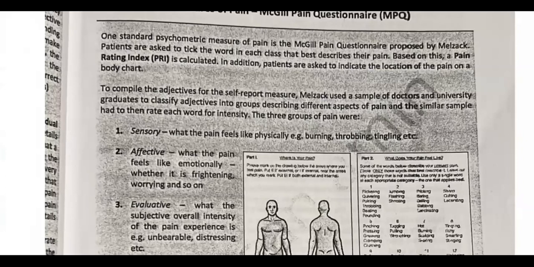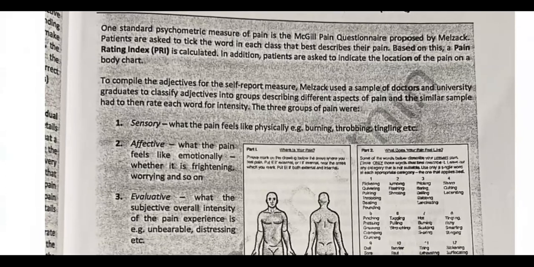One standard psychometric measure of pain is the McGill Pain Questionnaire proposed by Melzack. Patients are asked to tick the word in each class that best describes their pain. Based on this, a pain rating index is calculated. In addition, patients are asked to indicate the location of the pain on a body chart. So again, they are asked where it is hurting them, and they have to tell the location as well, and whatever best describes their pain, however much it is hurting them.